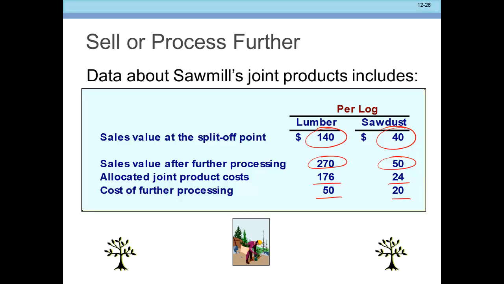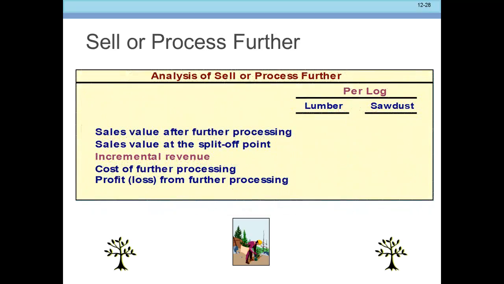To solve this type of problem, we look at the incremental increase in refining costs after split-off compared to the incremental increase in revenue. As you might guess, the allocated joint production costs are not relevant, since they happen whether we further refine or not. The sales value after further processing of the lumber is $270, compared to the sales price at split-off of $140, which gives us an incremental revenue of $130.